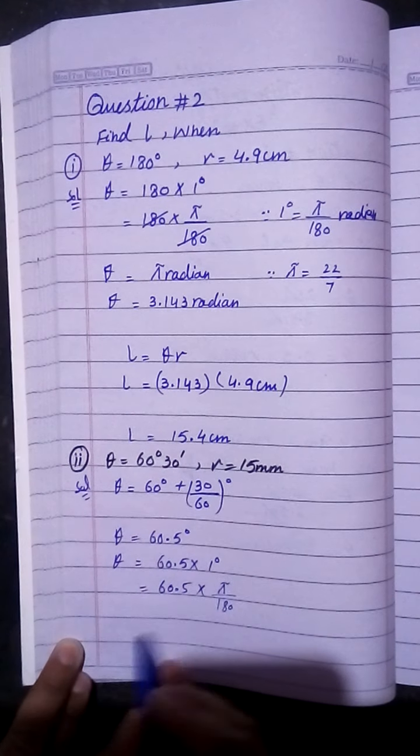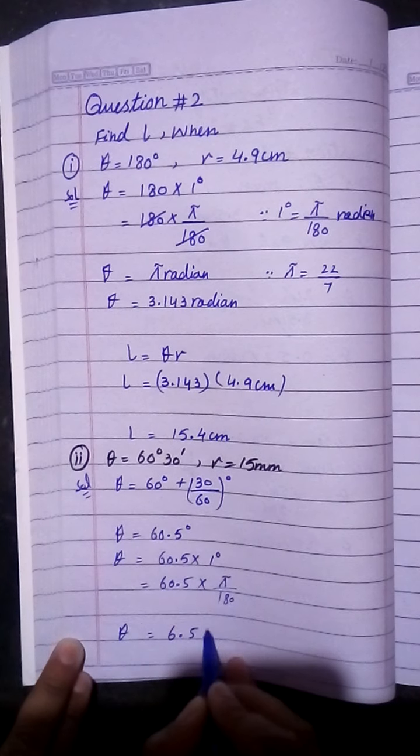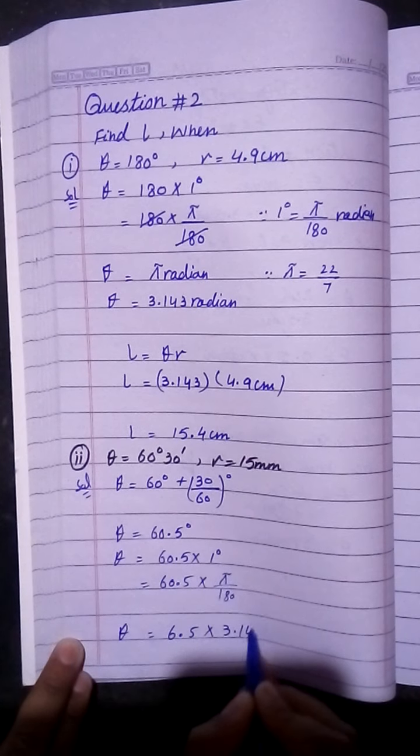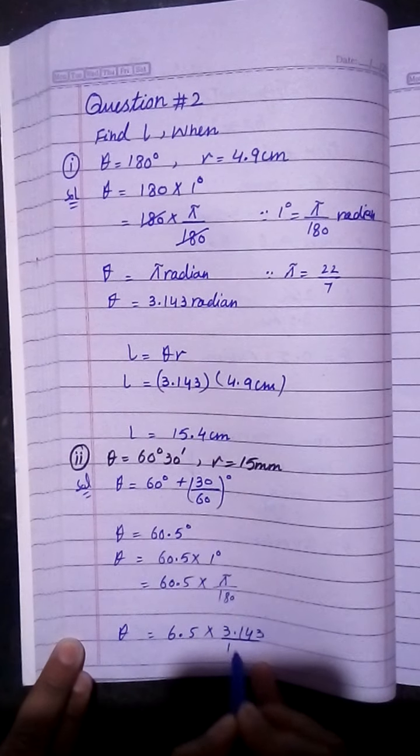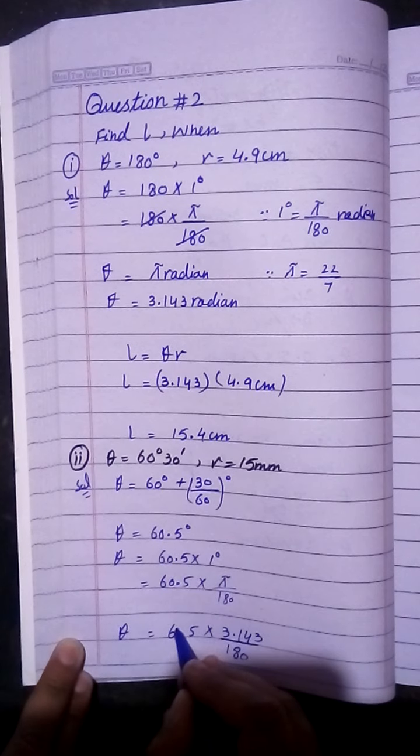So you have to put the value of pi here. Its value is 60.5 multiplied by 3.143 divided by 180. After simplification, that is the 60.5.